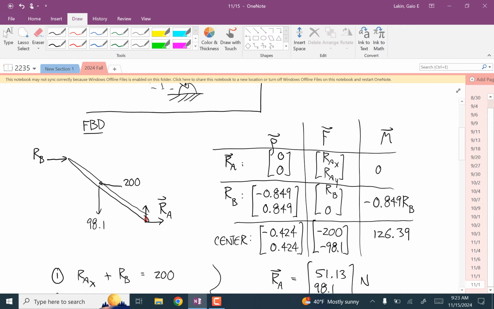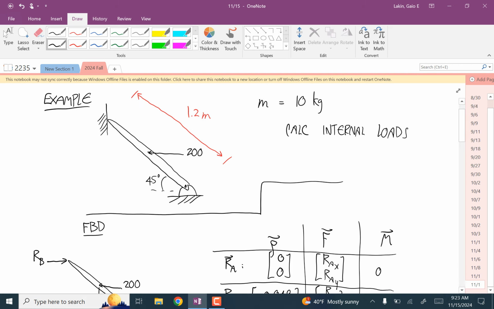Think about how material close to this pin has to support a lot of this beam's weight. If you think of an x value way up here close to the wall, it only has to support a tiny little amount of weight. So we would expect that tension or compression to depend on the x value.